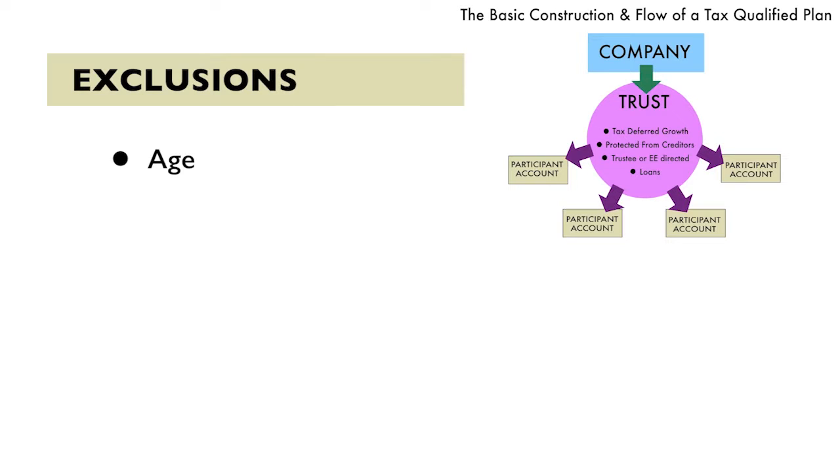Employees younger than age 21 can be excluded from the plan. In many cases, the younger employees are not permanent and move from job to job quite often. The exclusion helps cut down on paperwork. Any employee that works for the company under age 21 will gain years of service towards vesting. We'll explain vesting later.